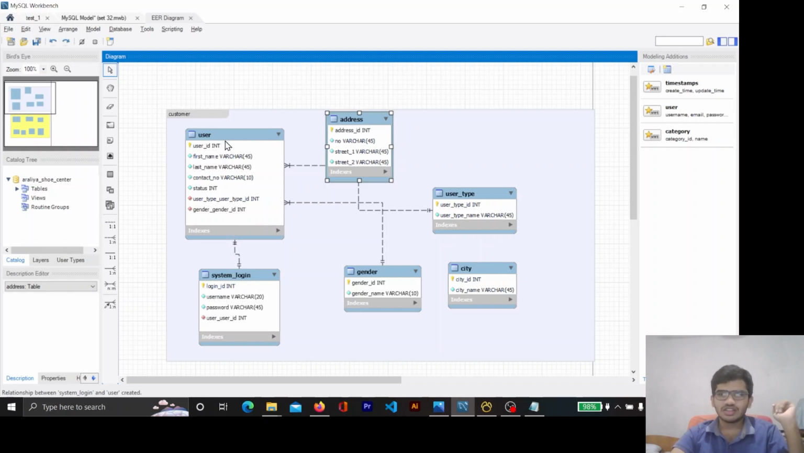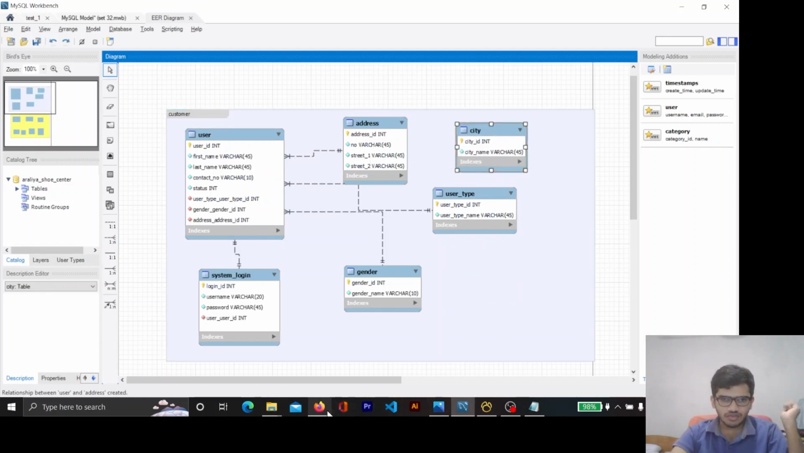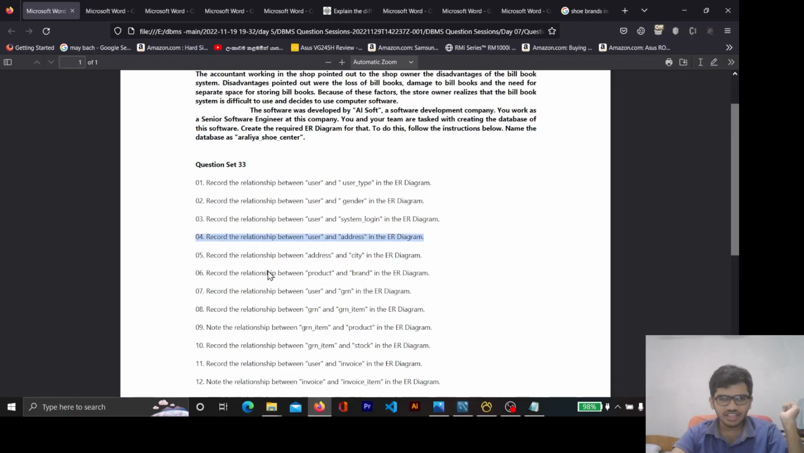So multiple users can own one address, but one user can have only one address. So that's the logic here. This is a one-to-many relationship. User is the repeating side, and the address is the non-repeating side. So first select the repeating side and then the non-repeating side. Now, I have answered the fourth question successfully.